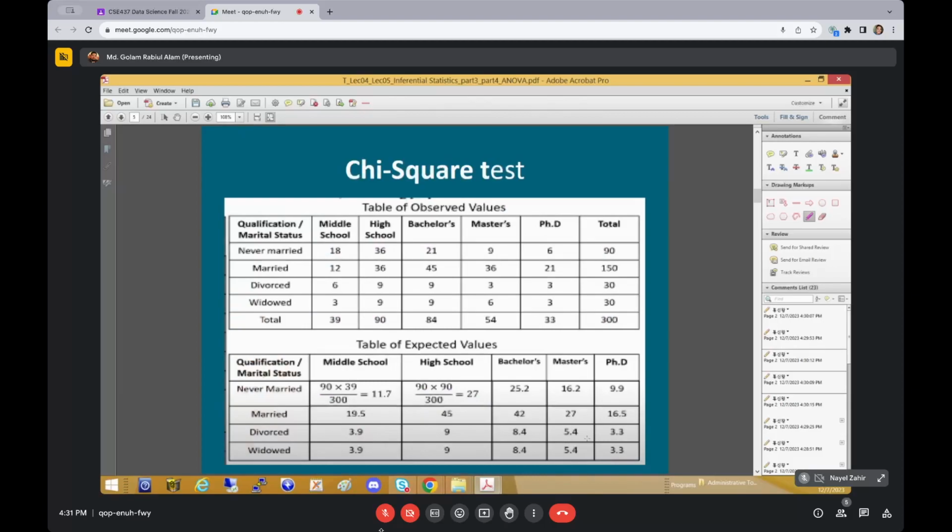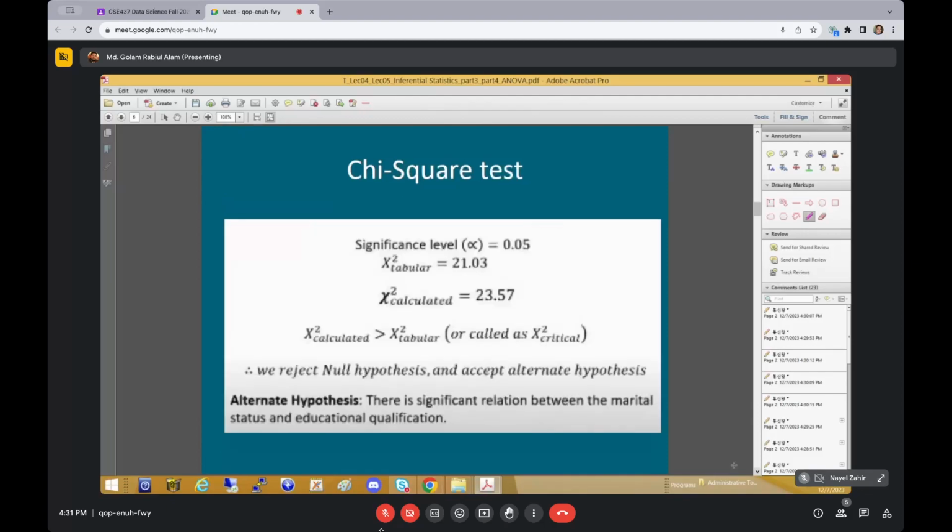Now the next thing we have to do is find the chi-square, which is observed minus expected, divided by expected. We have to use that equation, and you will get the calculated value, 23.57. That is your calculated chi-square statistic value, 23.57.